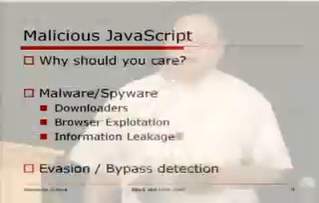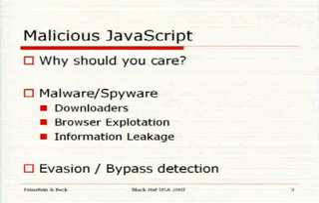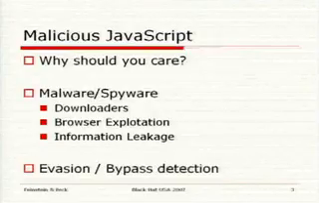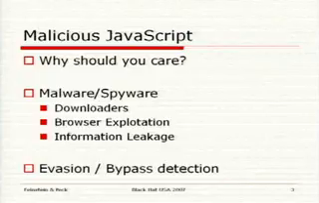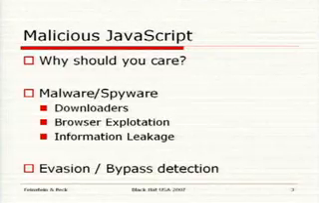So our talk today is about malicious JavaScript. We may not need to ask this question, why should you care, after several of the talks today, but we're going to answer it anyway. JavaScript is now used by a lot of Trojan downloaders. As you've seen today, it can be used in browser exploitation. Some new attacks involve information leakage. They'll grab your browser history. They can grab cookies using scripting on the browser.